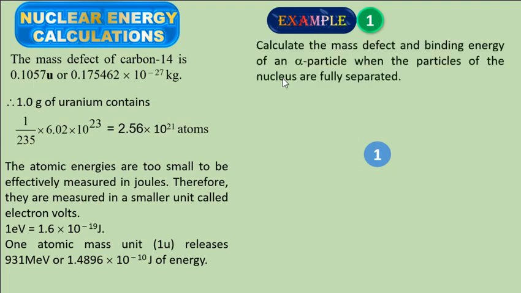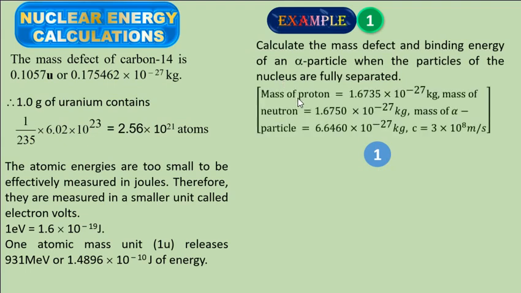Calculate the mass defect and binding energy of an alpha particle when the particles of the nucleus are fully separated. So now, all the information required in the calculation is given: the mass of the proton in kilogram, the mass of the neutron in kilogram, the mass of the alpha particle, or nucleus, in kilogram, and then the speed of light. Using all this information, we are going to calculate the mass defect of the alpha particle and also the binding energy of the alpha particle, that energy that keeps those particles together as a nucleus.